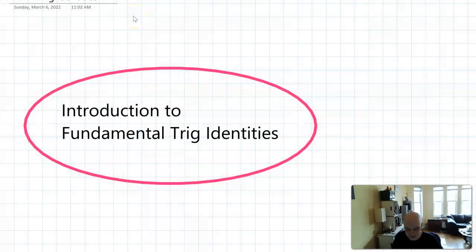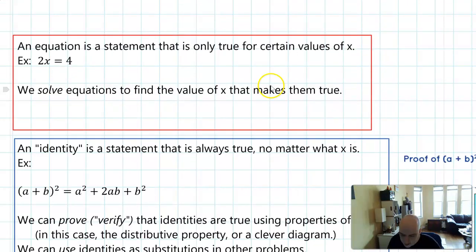Today we are going to look at section 4.2. This is the second video in section 4.2. And in this video we're going to look at fundamental trig identities. A lot of people don't understand what I mean when I say identity. So I want to create a separation between the idea of an equation and the idea of an identity.